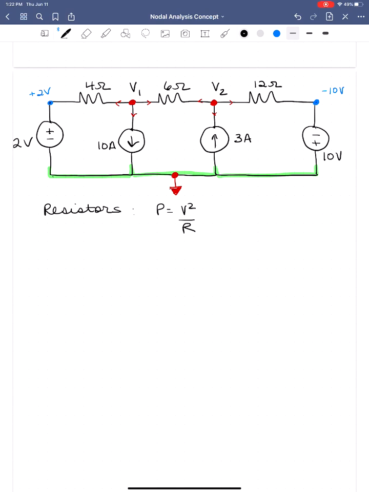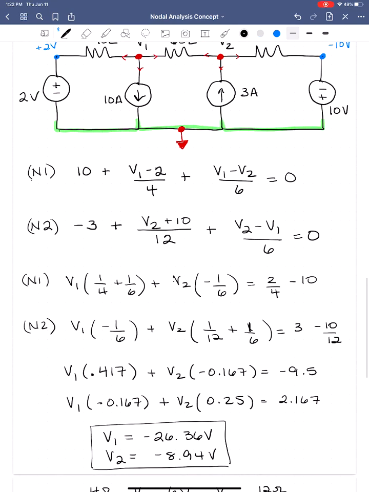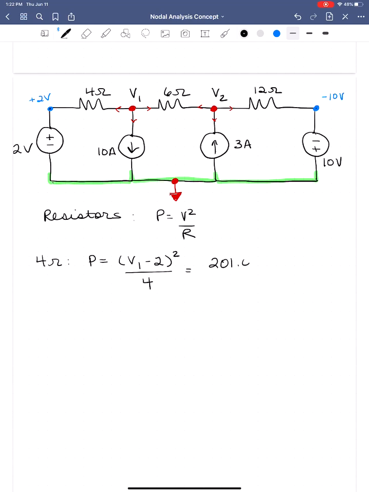Let's start with the 4 ohm resistor. So what is the voltage drop across the 4 ohm resistor? Again, it is sitting in our nodal equation. It is V1 minus 2. So we're going to have P is equal to V1 minus 2 squared over the resistance 4. And this is going to be 201.07 watts absorbed, because resistors can only absorb power.